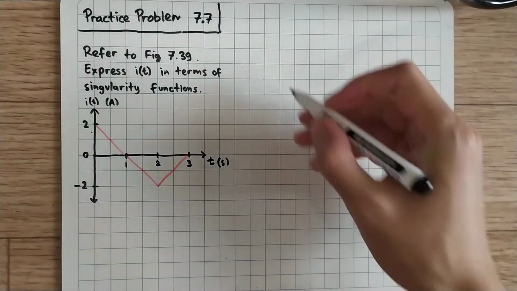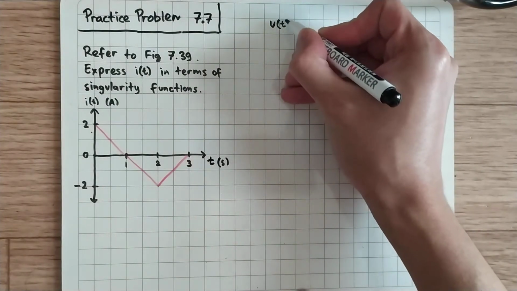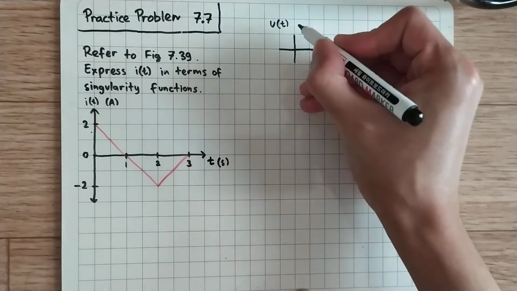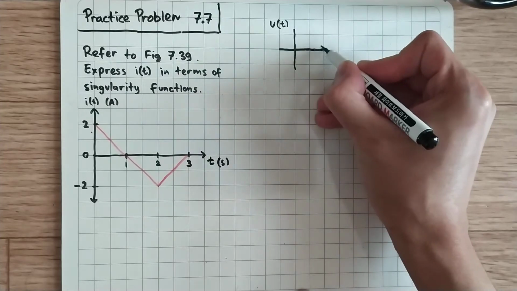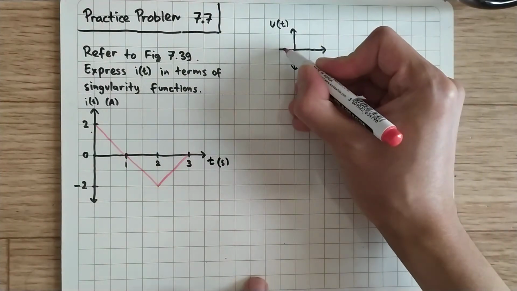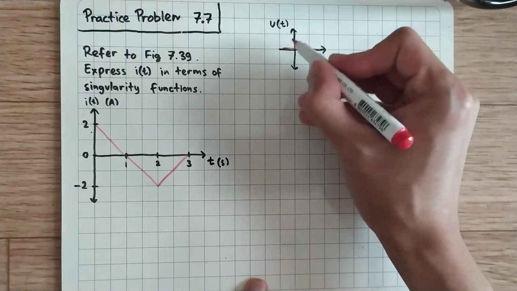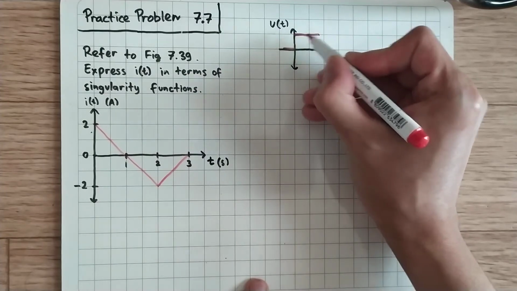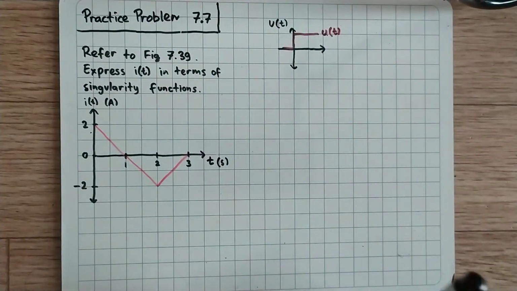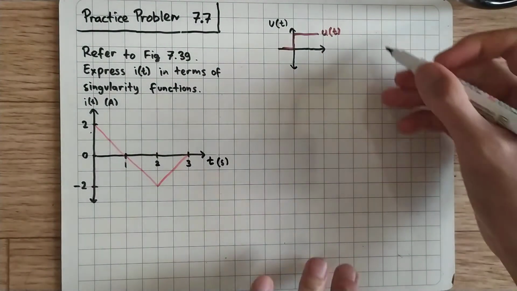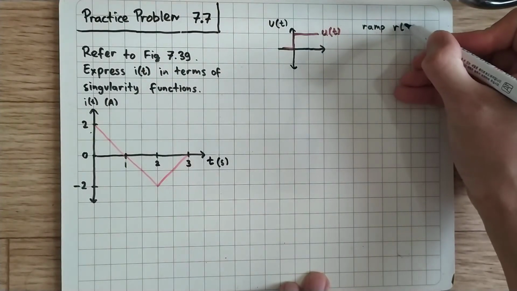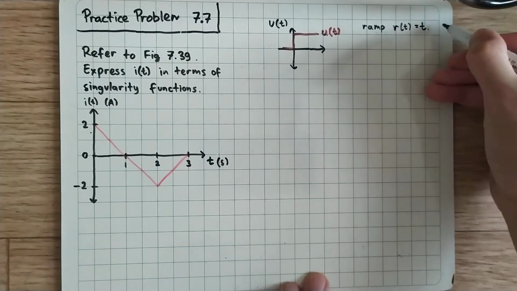The first one is the unit step function u(t), and remember that u(t) is like this. When t is less than 0, the value of u(t) is 0, and when it's greater than 0, the value is 1. This is the value of u(t). And then we have one more, which is the ramp function, or r(t), and this is defined as t multiplied by u(t).